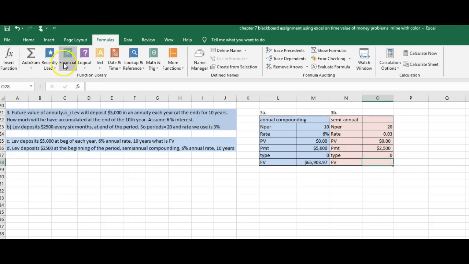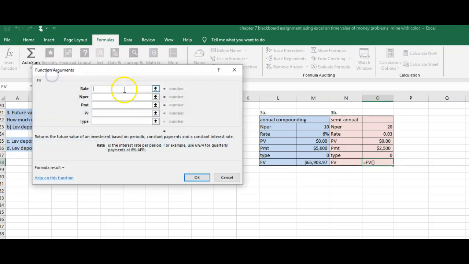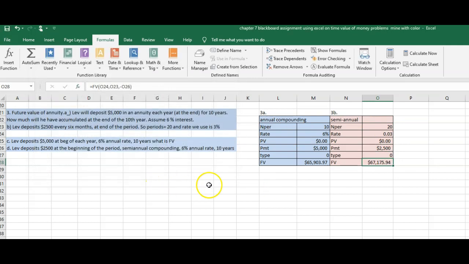And I'm going to click on my recently used, find my future value, and point and click till I get everything loaded. I'm going to leave these 2 blanks this time because it really doesn't make a difference. And notice he does make a little bit more money. We would expect it to be higher.